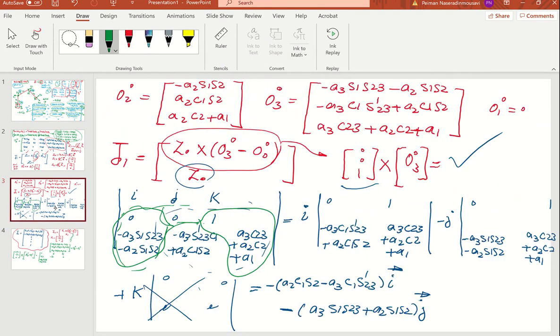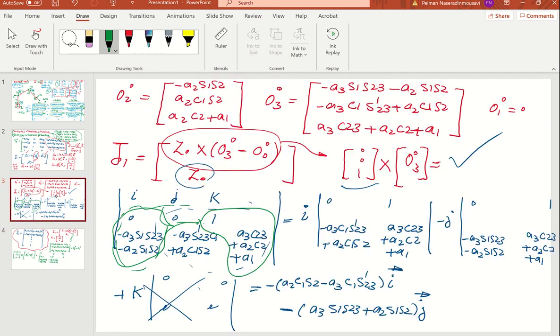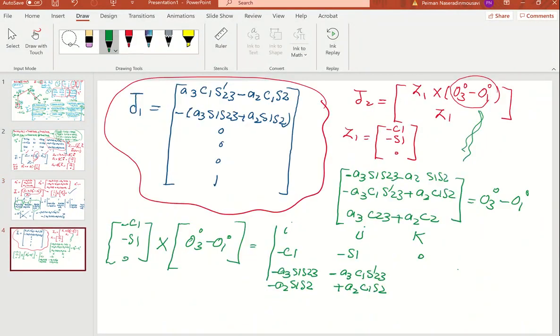Let me double check if I wrote the same here. Yeah, that's right. Minus a3 cosine 1 s prime 23 plus a2 cosine 1 sine 2, as we wrote here. I'm double checking. And now here you have only a3 cosine 23 plus a2 cosine 2. That's right.